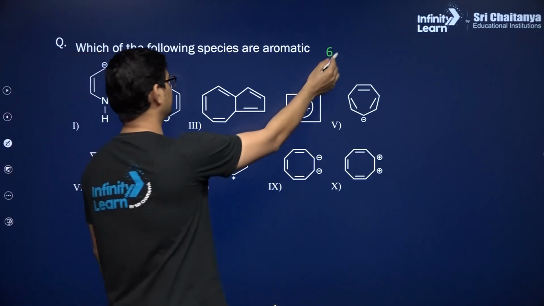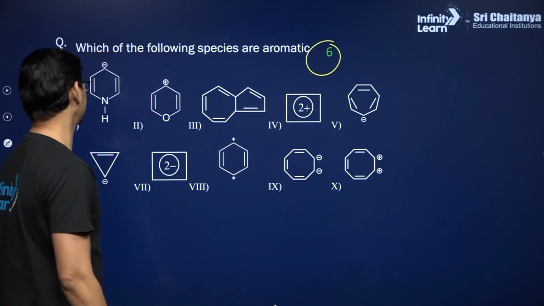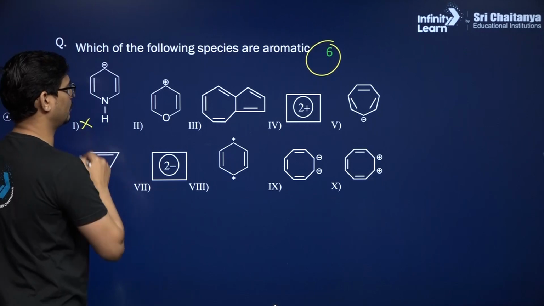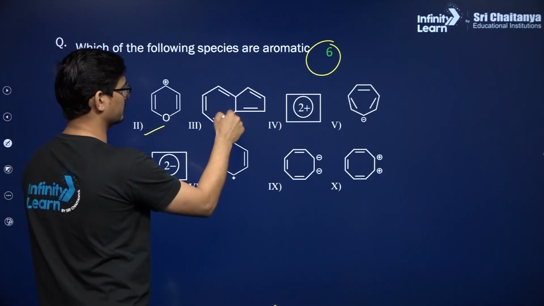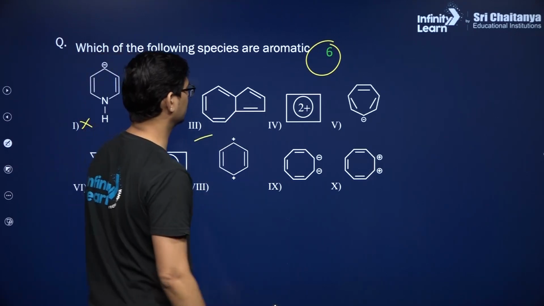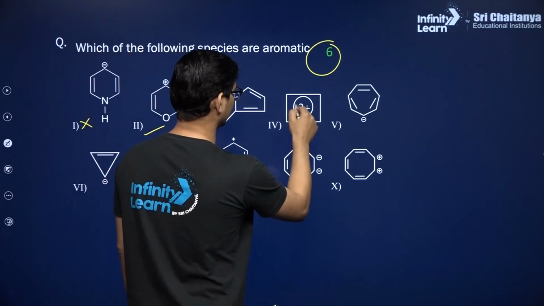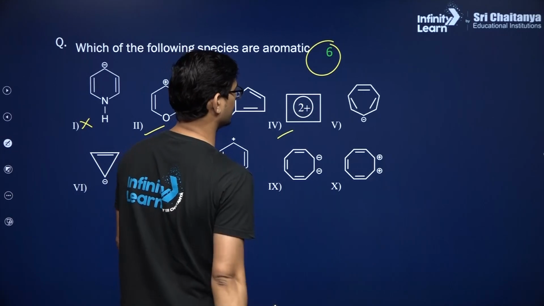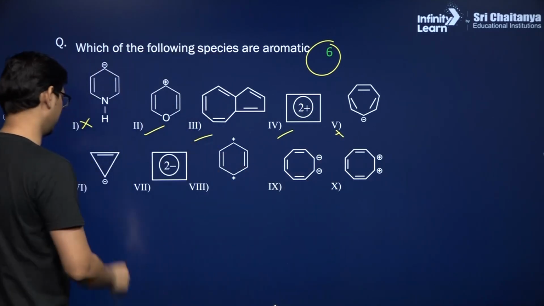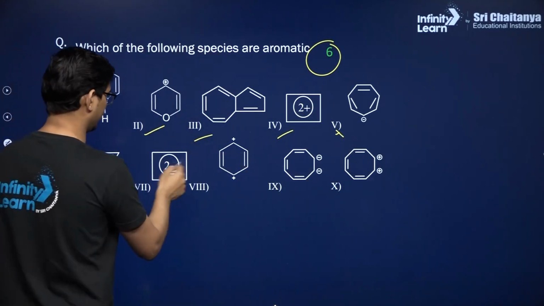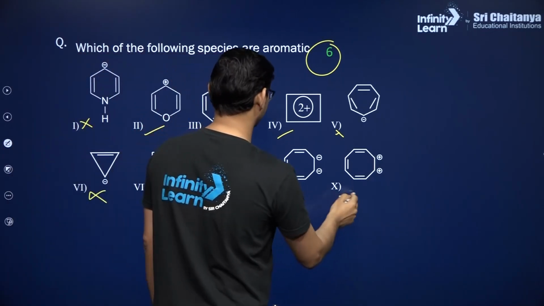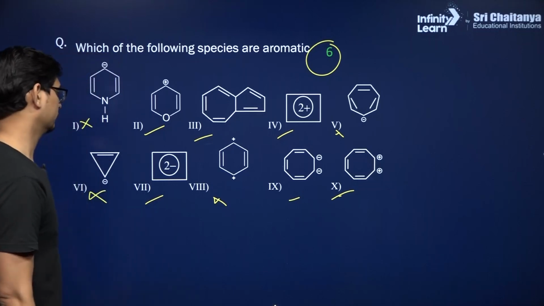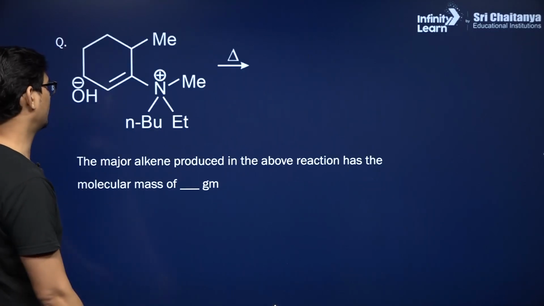A total of 6 species are aromatic. You guys can see, right? This has 8 pi electrons, not aromatic. This has 6 electrons, it is aromatic, right? These two rings are aromatic, right? Then 2 pi electrons, this is also aromatic. This is not aromatic, this is anti-aromatic, right? And this will be aromatic, this will not be, right? And then this and this, right? So total of 6 molecules that are aromatic.